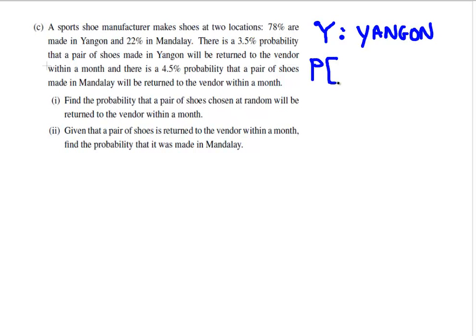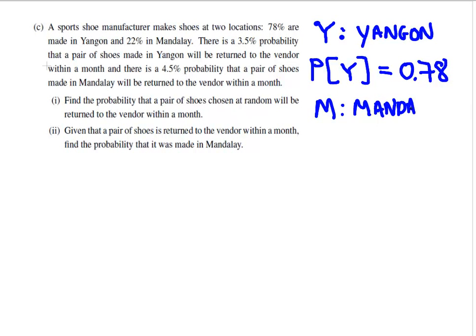So the probability of Y is 0.78. And M is the event that a shoe comes from Mandalay, and the probability of M equals 0.22. So far so good.